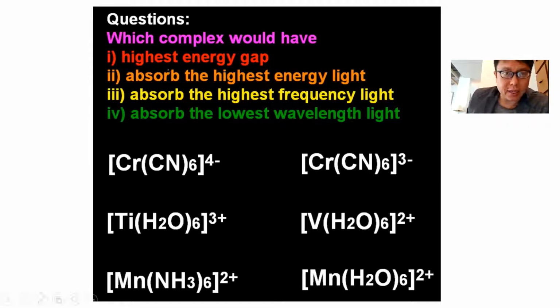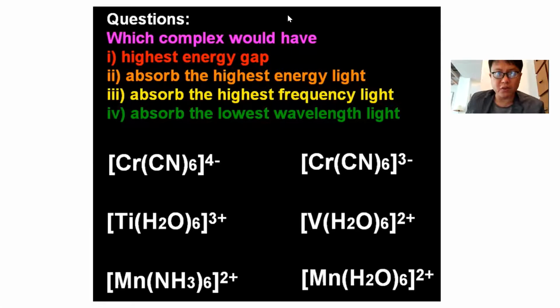And then part 2, absorb the highest energy light. Part 3, absorb the highest frequency light. Part 4, absorb the lowest wavelength light. Okay? So with that, do you notice that it's a trick question? That these are all the same thing. So basically, 1, 2, 3, and 4 are asking the same thing. Highest energy gap, but part 2, 3, and 4 is also about highest energy.